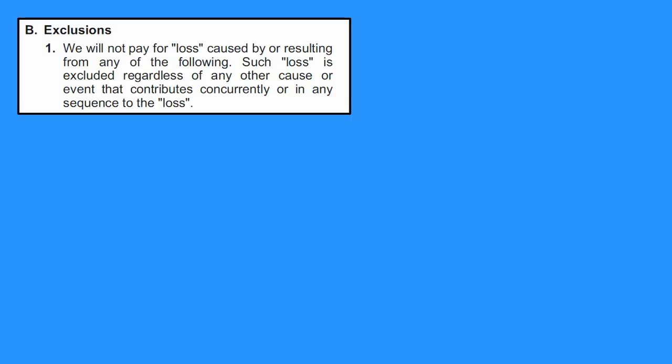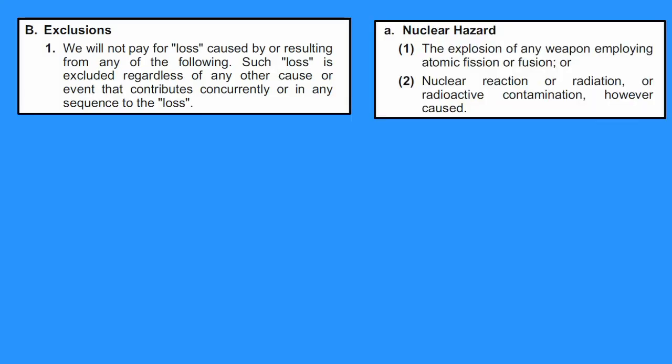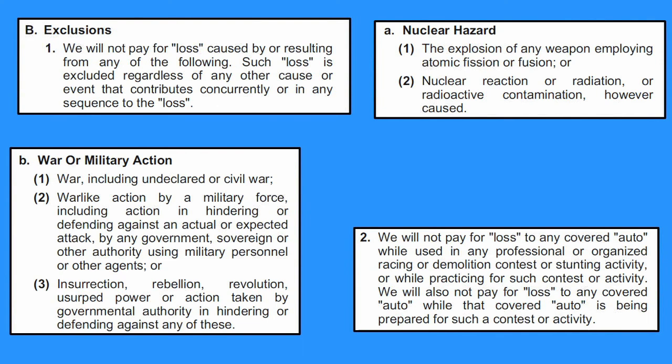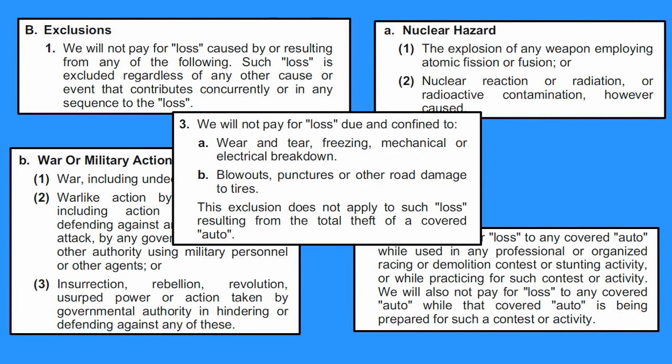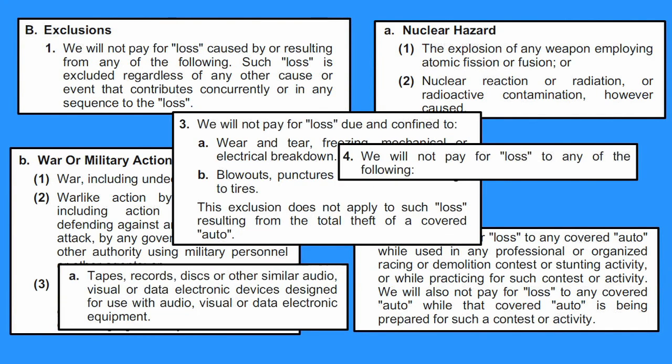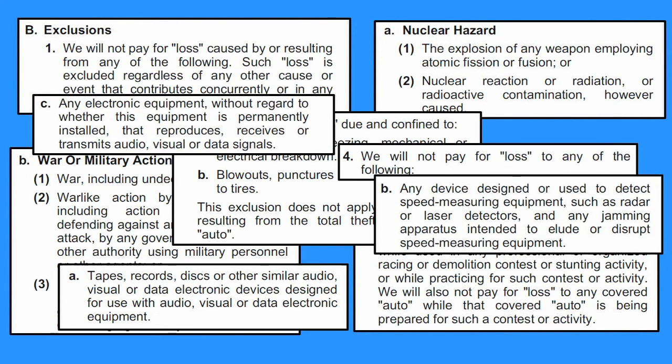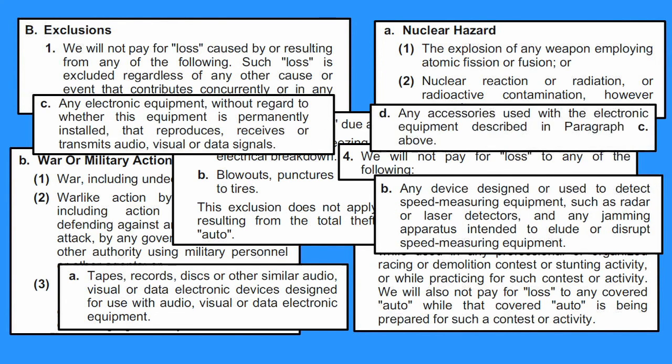So basically, it looks like comprehensive and collision coverage cover everything that can happen to your car, right? Well, not exactly. You see, then they get into things that are excluded, like these. Nuclear events, war or military action, racing, demolition, or stunting, wear, tear, freezing, mechanical breakdown, electrical breakdown, and damage to tires, recorded media, radar detectors, radios and other electronic equipment, accessories to electronic equipment.